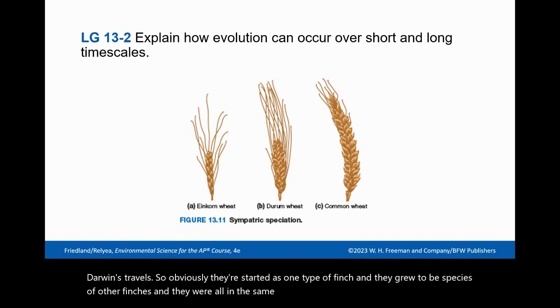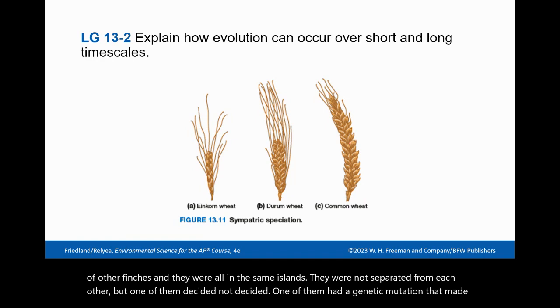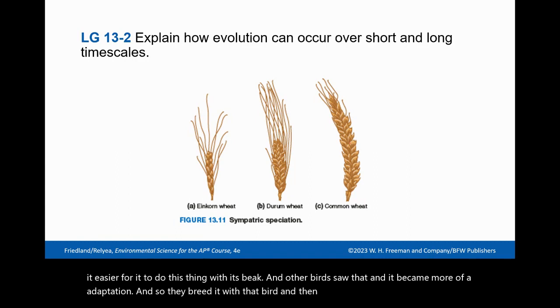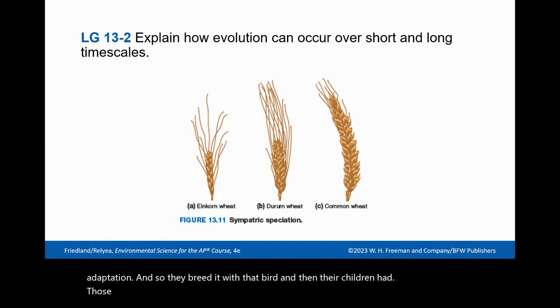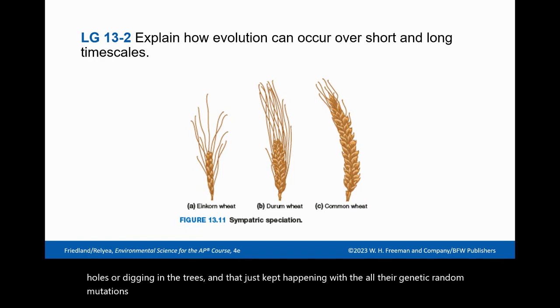They were not separated from each other, but one of them had a genetic mutation that made it easier for it to do this thing with its beak. Other birds saw that, and it became more of an adaptation. They bred with that bird, and then their children had those beaks to be better at eating a particular food, for example, or digging in the holes or digging in the trees. That just kept happening with all their genetic random mutations, and now we have all those different species of finch.